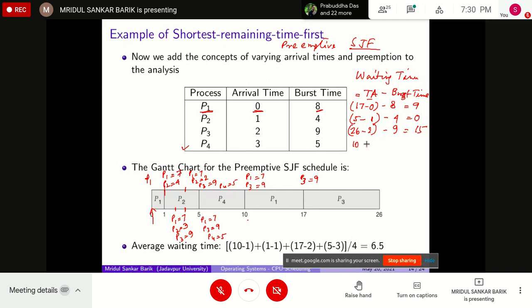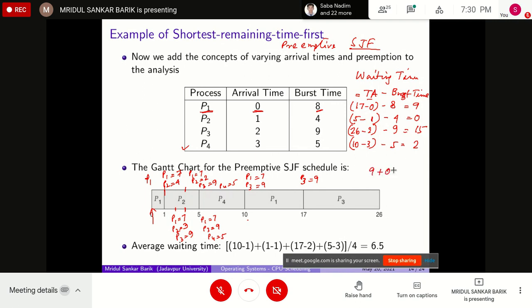And for process P4, finished at 10 and it arrived at time unit 3, minus burst time. Burst time is 5. 7 minus 5, this is 2. Okay. So these are the waiting times.